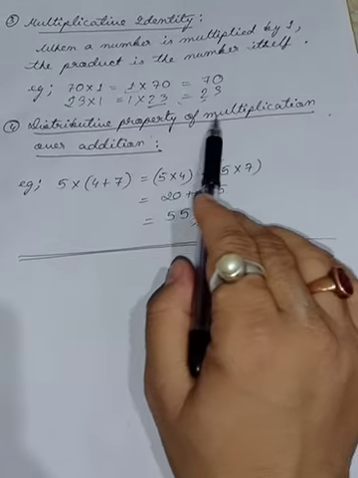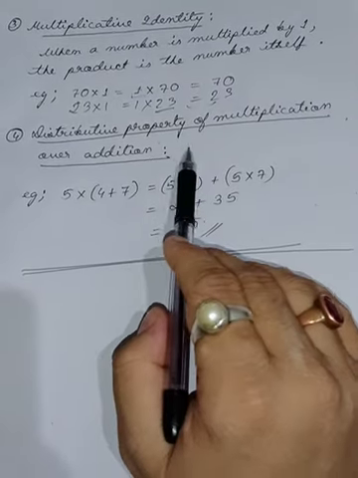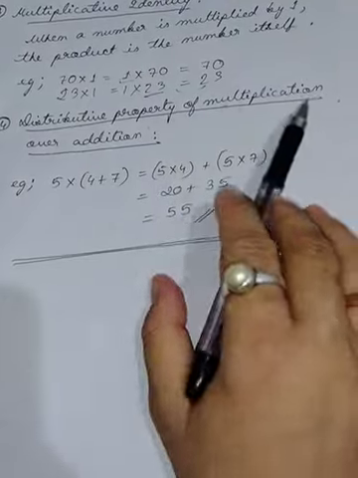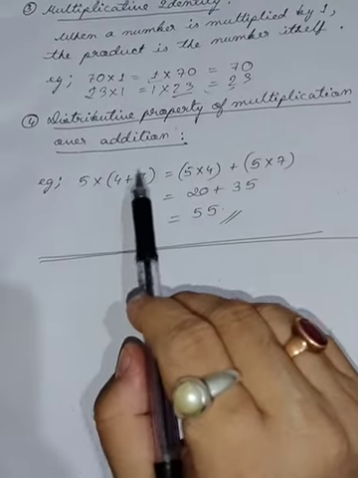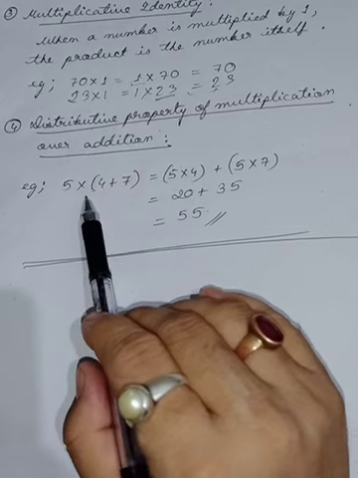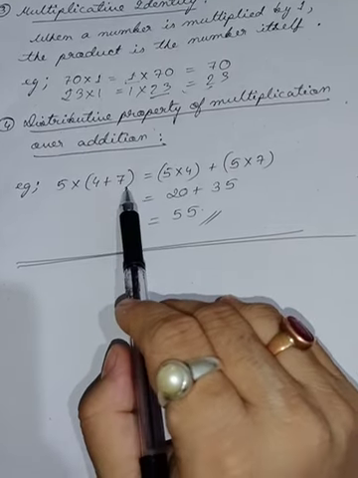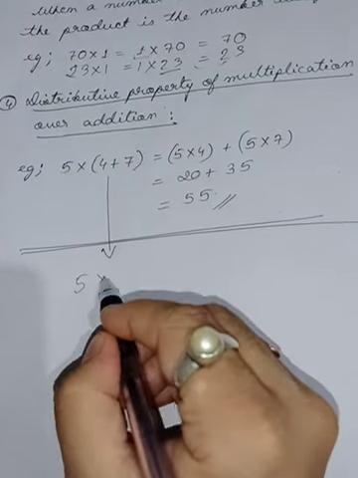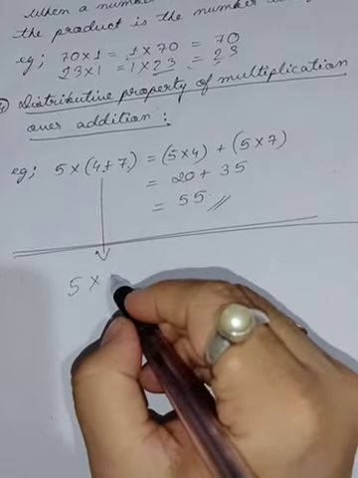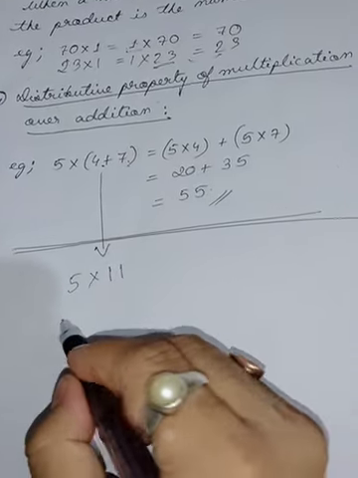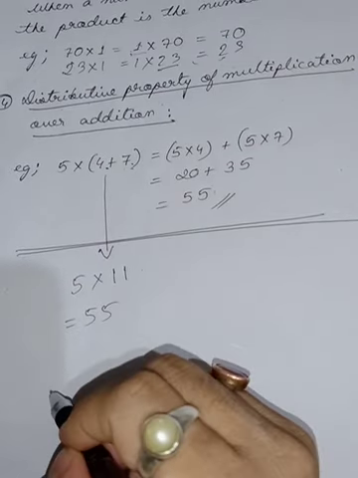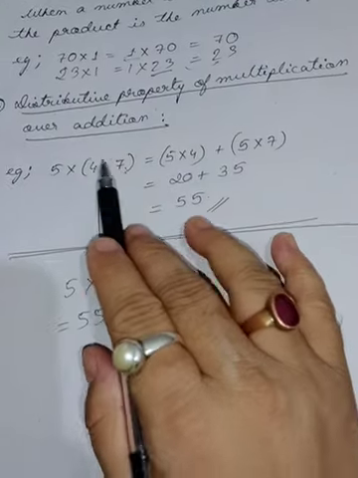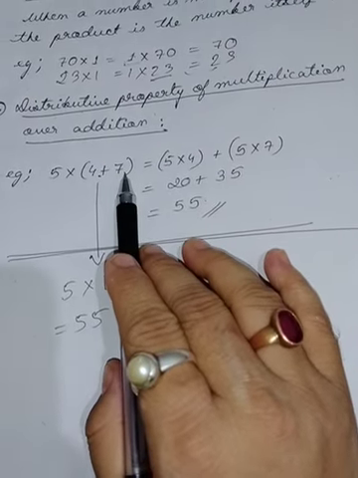Next comes distributive property of multiplication over addition. I have not written the statement, it is quite long, you will find it in your book. It is clearly given in the definition. This property says that a number is multiplied with the sum of two numbers. This one I could have done in this way also, 5 into 4 plus 7, that is 11, 5 into 11, 55. This is a smaller number, so this is quite easier, but sometimes the numbers might be quite complicated, might be quite bigger.